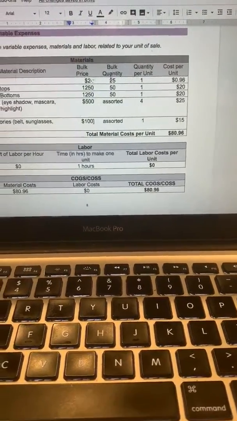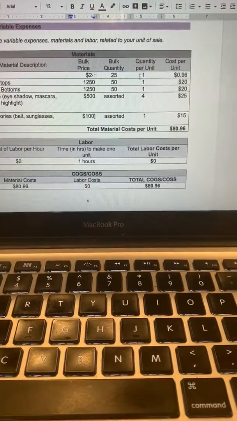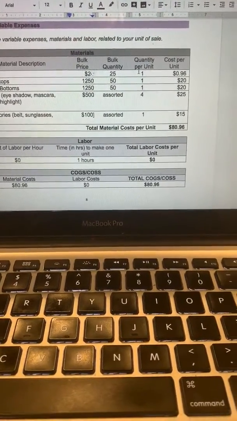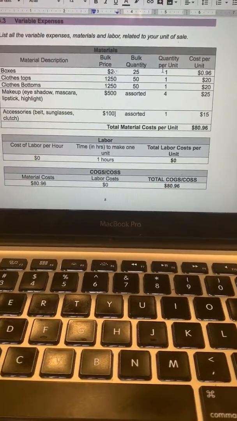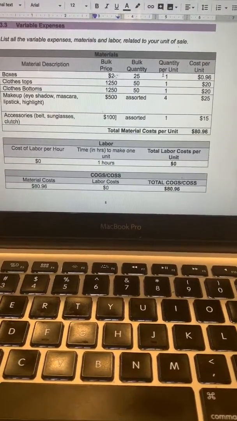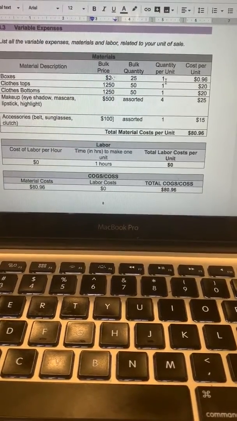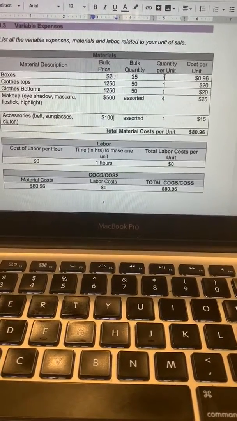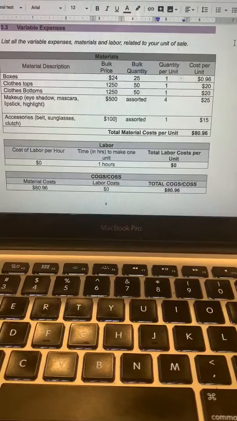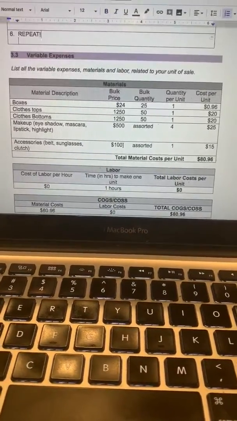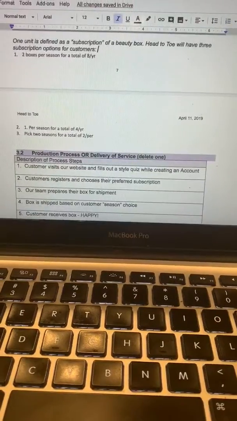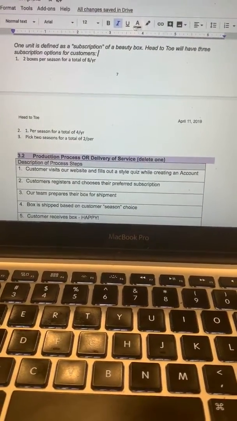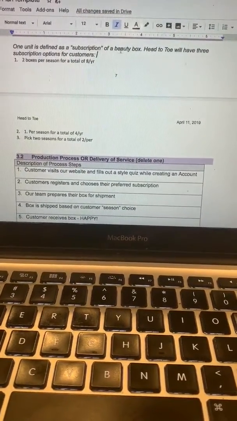That's your bulk quantity. Quantity per unit, meaning how many of the items are you selling to one customer? In this case, it was 1 box per customer. So quantity per unit would be 1 box. They define their unit. Let me go back up top here. Their unit was defined as a subscription of a beauty box.